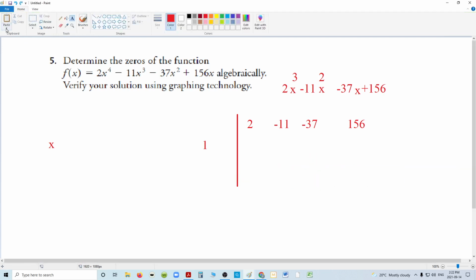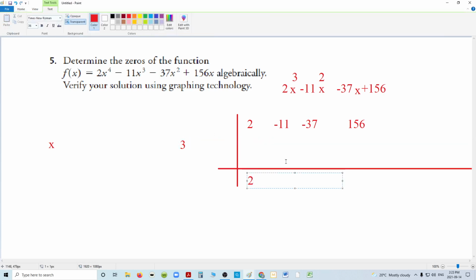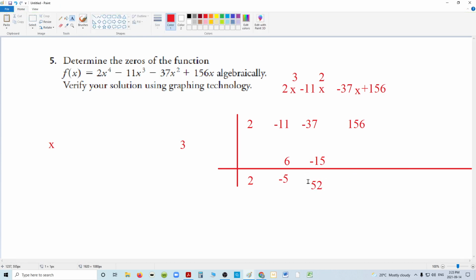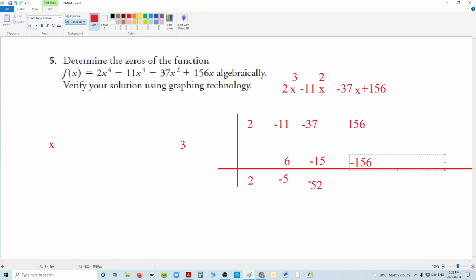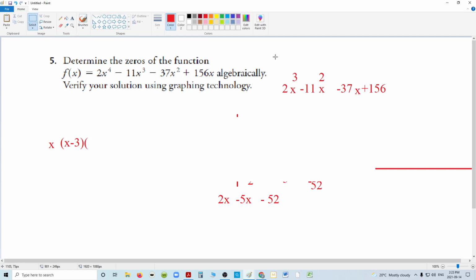I think we're going to be dealing with something like 3. We'll come back to 2. Let's try 3 right away. Three times that is indeed, and that's a negative here, 3 times that is indeed negative 156. So now that I found 3, it's going to be a lot easier for me. So x minus 3 is 1, because that leaves 2x squared minus 5x minus 52 as the quadratic function.